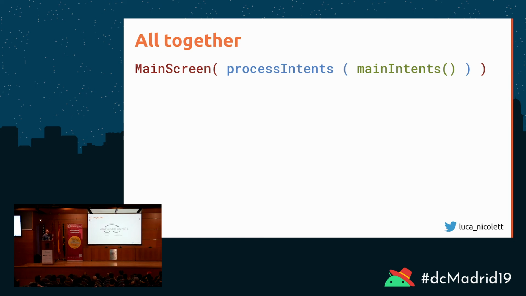So if we go back to one of the first slides I showed you today, which represented the MVI pattern, by selecting this color and applying it to the other function here, we see that we reached a complete functional approach, obtaining a real MVI pattern that's only composed of functions and nothing more.